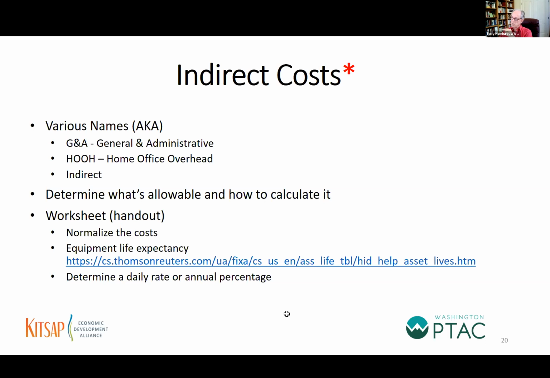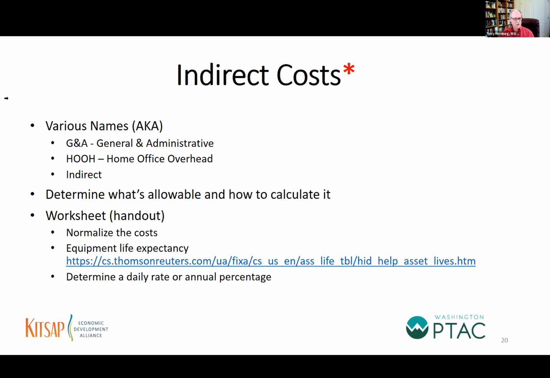So in this example, I put down the cost of the laptop is $439.80. The life expectancy is 6 years. So you divide your acquisition cost by the 6 years, and that's how much you can put in for each year for your indirect costs. In this case, it was $6.11, and that's per month. So per year, it'd be times 12.